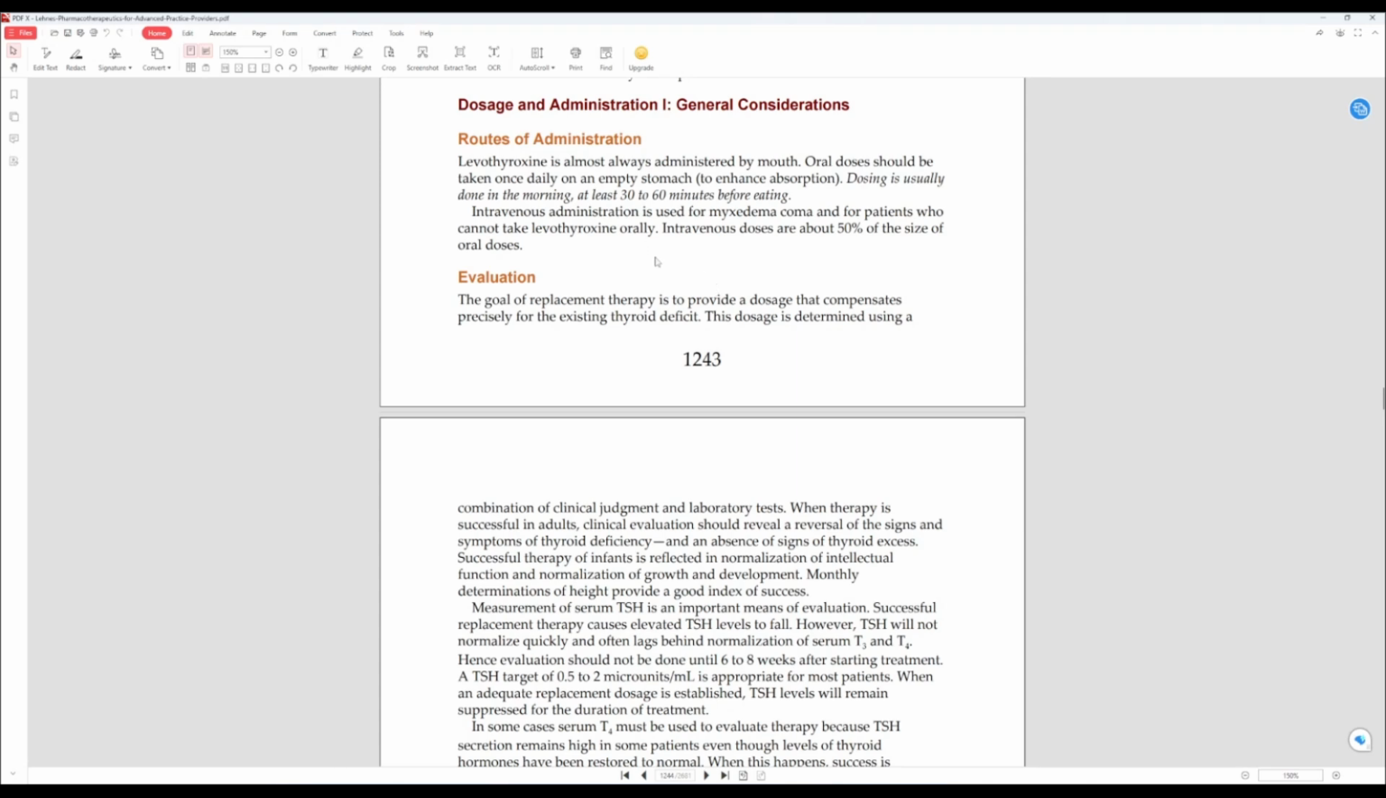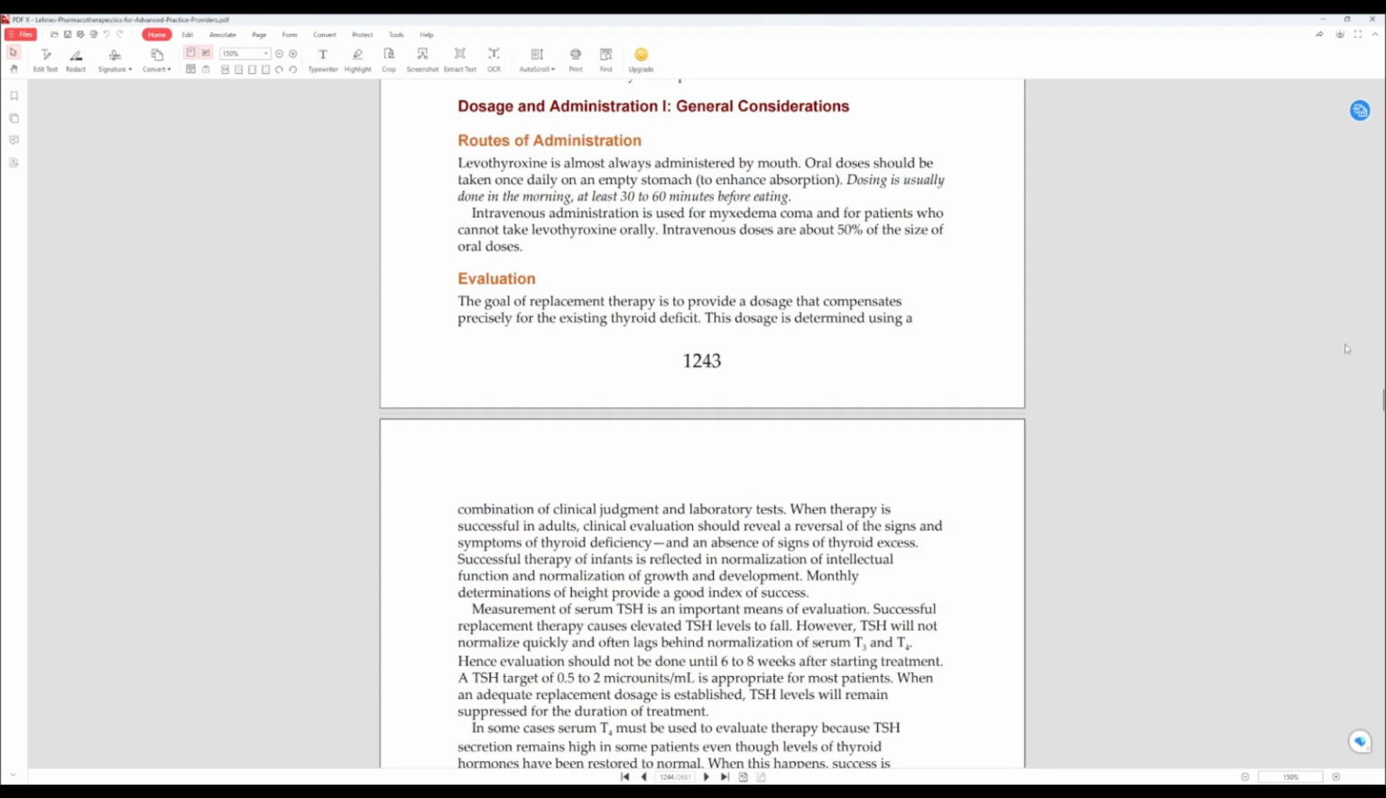Bringing us to the dosage and administration general considerations. Routes of administration. Levothyroxine is almost always administered by mouth. Oral doses should be taken once daily on an empty stomach to enhance absorption. Dosing is usually done in the morning, at least 30 to 60 minutes before eating.